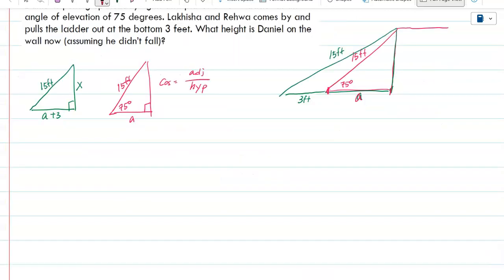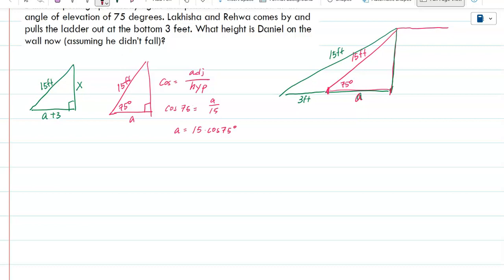I accidentally paused the video. I don't know why, but I think we were here. I think this was all written down, and then I erased everything because I was actually doing the rest of the problem without recording it. Always fun. Okay, so let's see. We're going to do cosine of 75. I think we already did this, and that's adjacent over 15. So A equals 15 times cosine of 75 degrees.